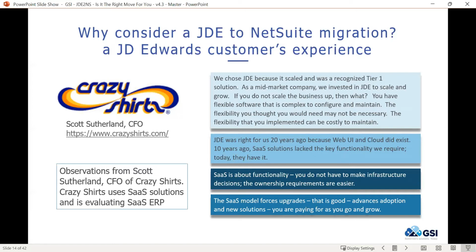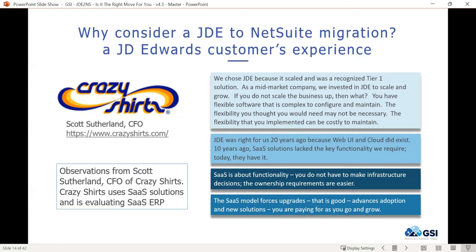It was their first SaaS experience. Now they're evaluating ERP to do the very same thing. And here's some insights that Scott shared that I thought were interesting. SaaS is about functionality. Software as a service in ERP is about the functionality that the product drives.